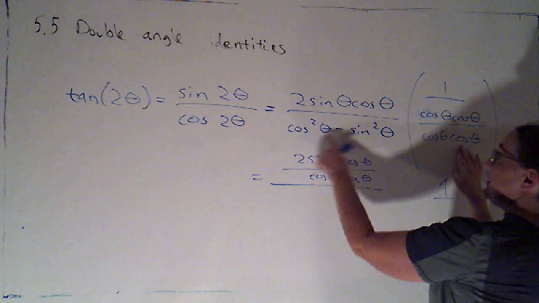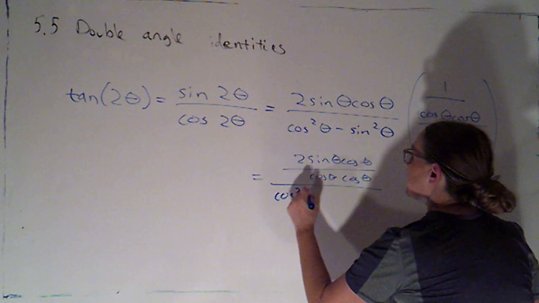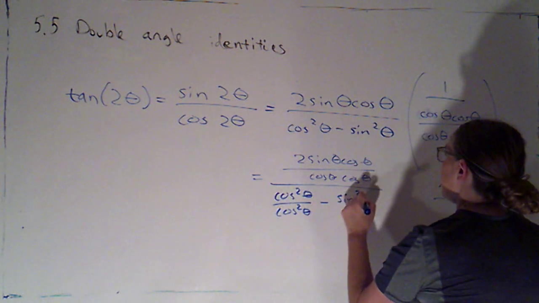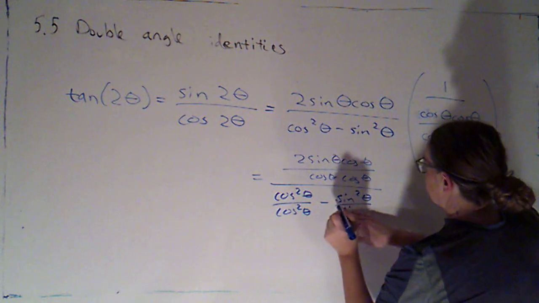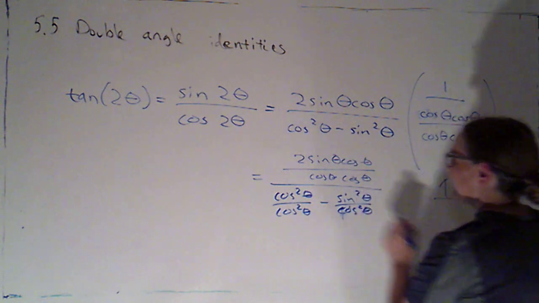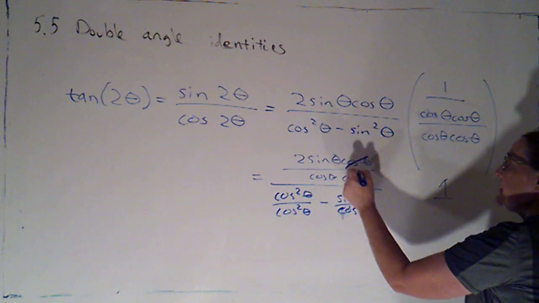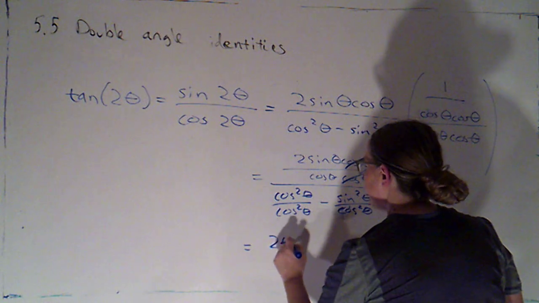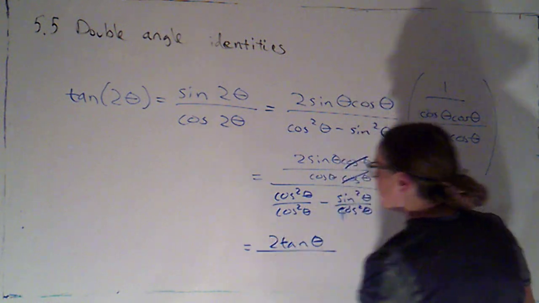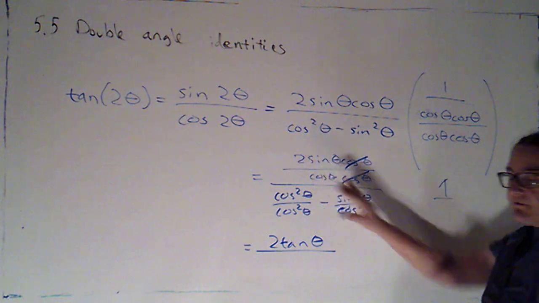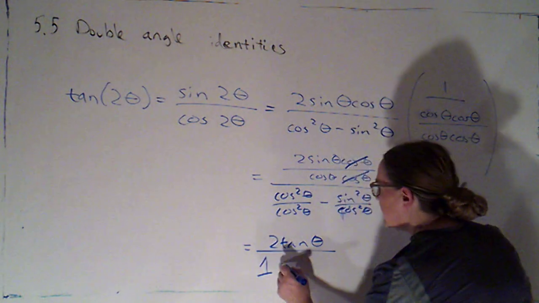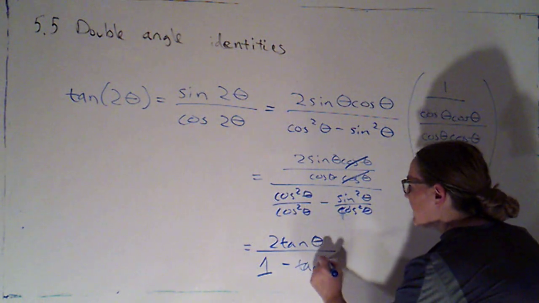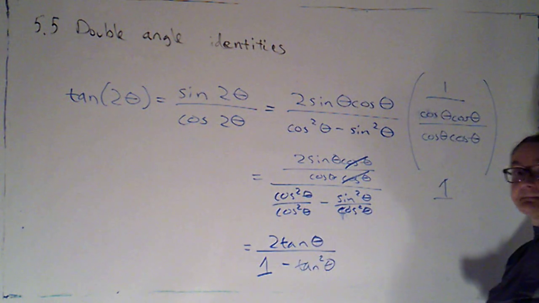I do need to distribute it to each piece. So I'm going to get cosine squared theta over cosine squared theta minus sine squared theta over cosine squared theta. So on top, the cosines cancel, and sine theta over cosine theta is just tangent of theta. So I get 2 tangent of theta. Over here, everything cancels, and that's just 1 minus sine squared over cosine squared is tangent squared theta.